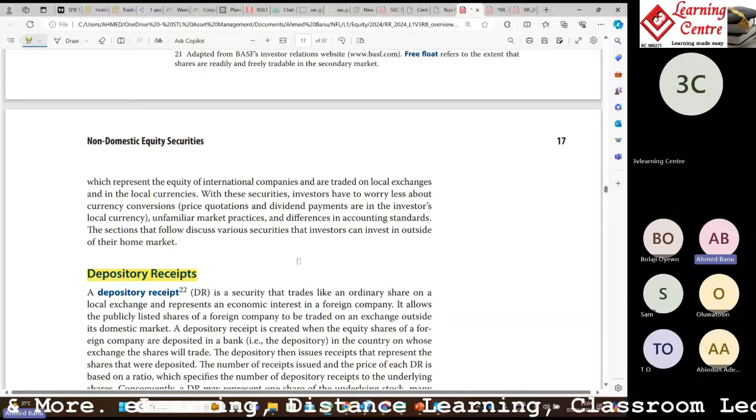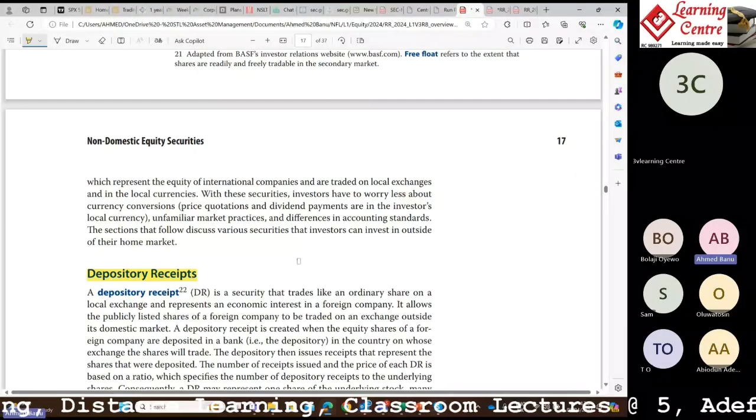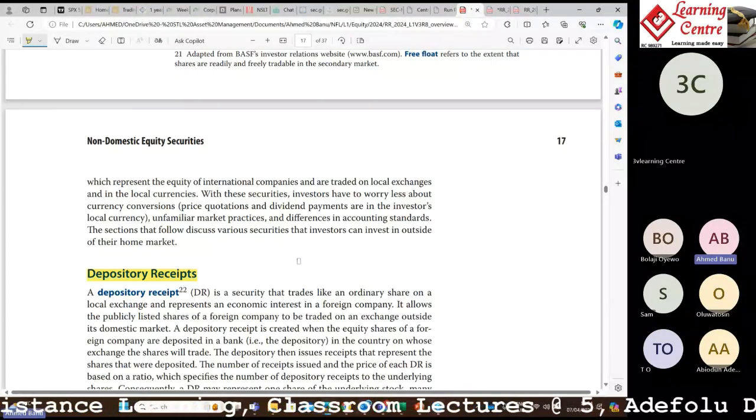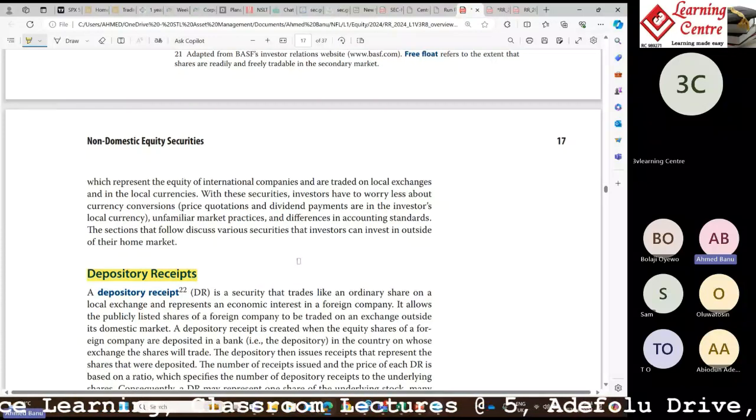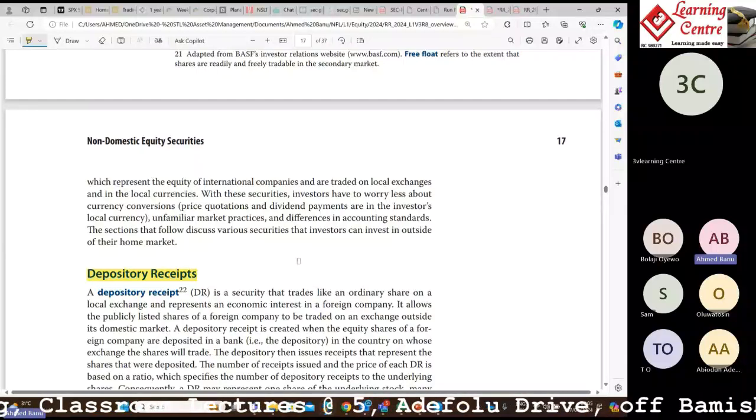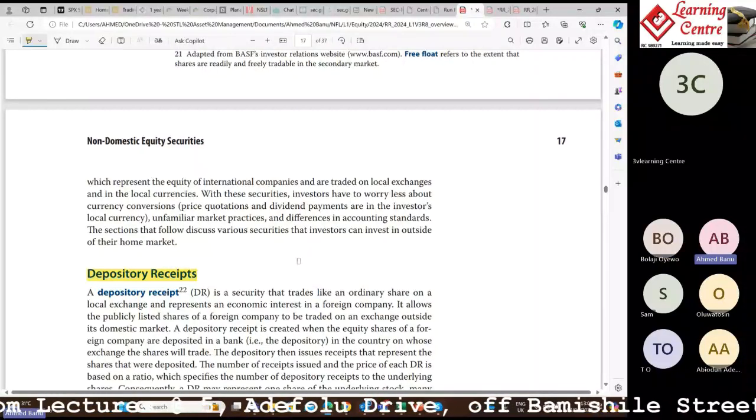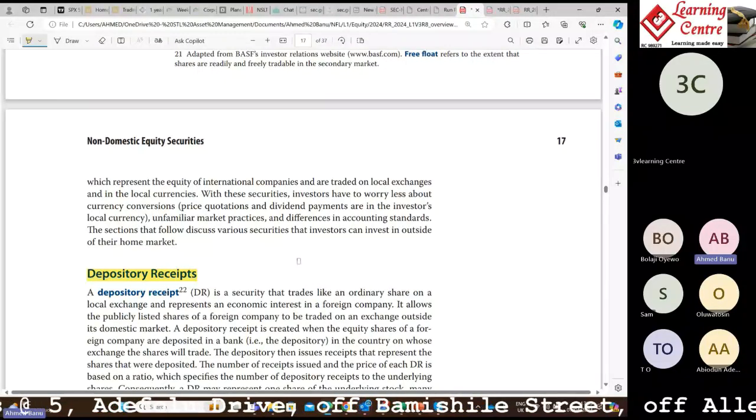So a typical example is GTB has depository receipts. So GTB has receipts in London Stock Exchange. So they deposited some of their shares with the custodian. The custodian created receipts and listed those receipts on the London Stock Exchange. So you can actually be in London and be buying the shares of GTB and benefit and become a shareholder of GTB. And GTB will pay you your dividends.